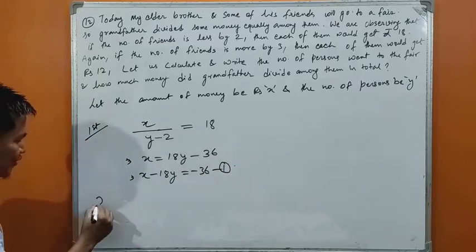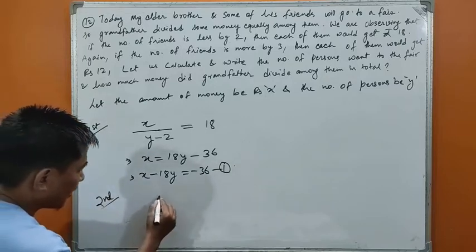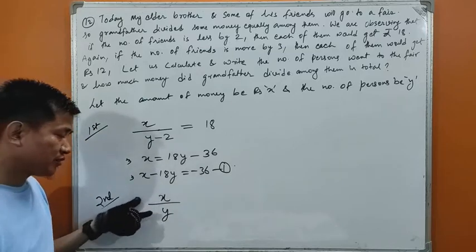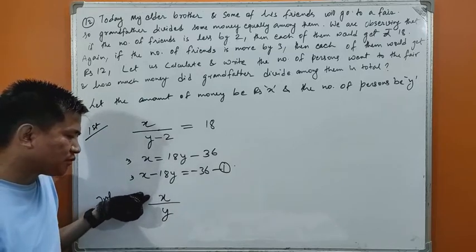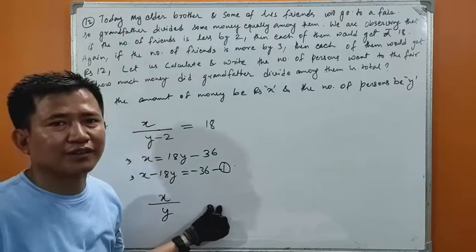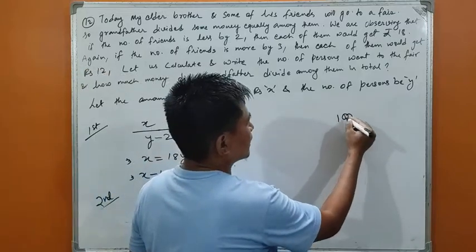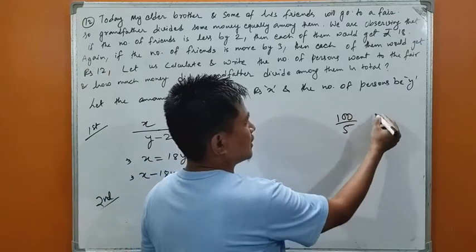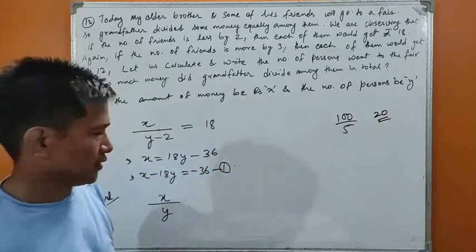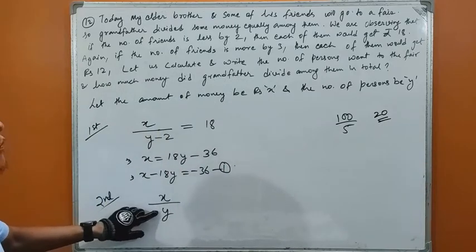Yes. Let us move to the second condition. Second condition is X amount of money is divided among Y number of persons. If we divide X amount of money by Y number of persons, then you will get the amount of money received by one person, isn't it? If 100 rupees is divided among 5 persons, then you get 20, which is the money received by one person. Similarly, X amount of money is divided among Y persons.